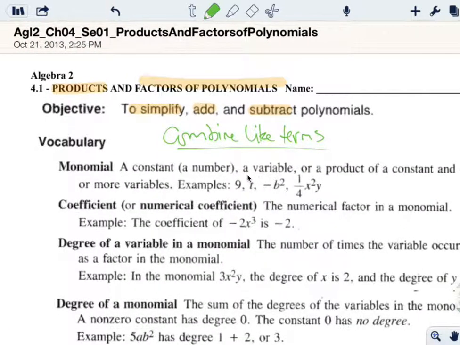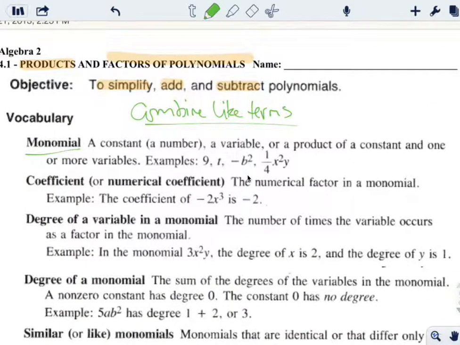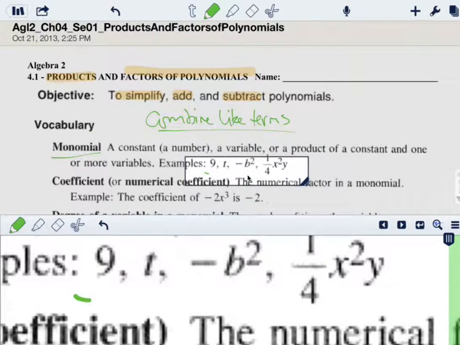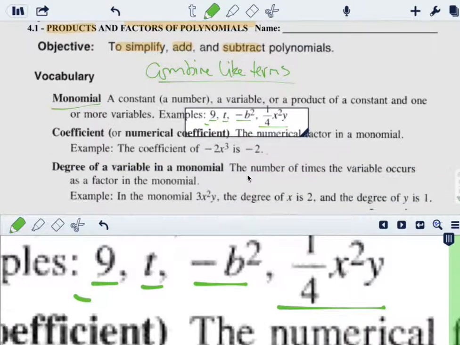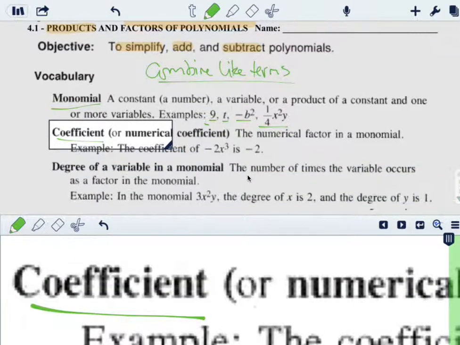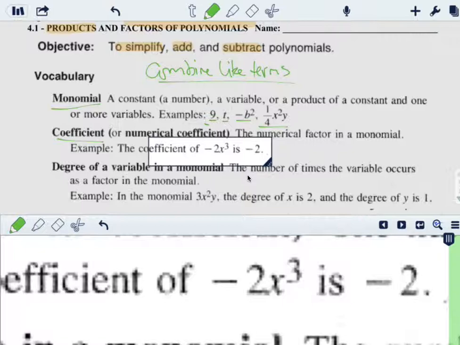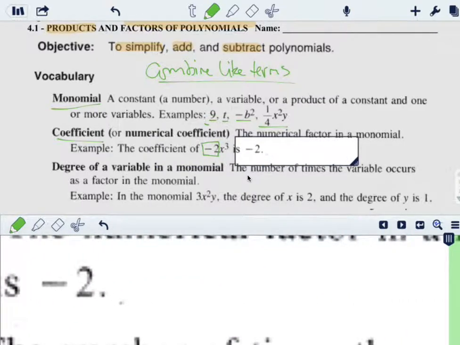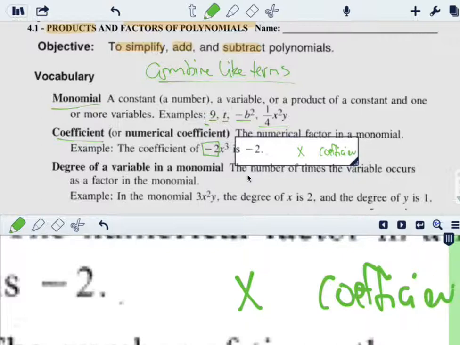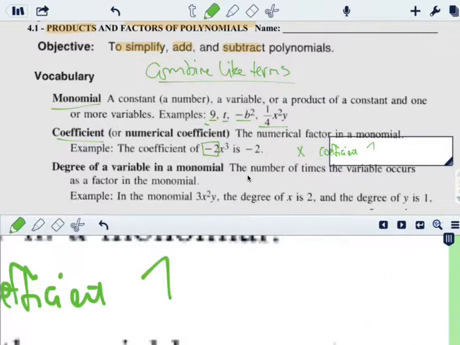So, some definitions. Monomial: that's a constant, a variable, or a product of a constant and one or more variables. Examples are all here: 9t, negative b squared, 1/4 x squared y. The coefficient of negative 2x squared is negative 2. Remember the coefficient of something like x is 1. There's always an understood 1.